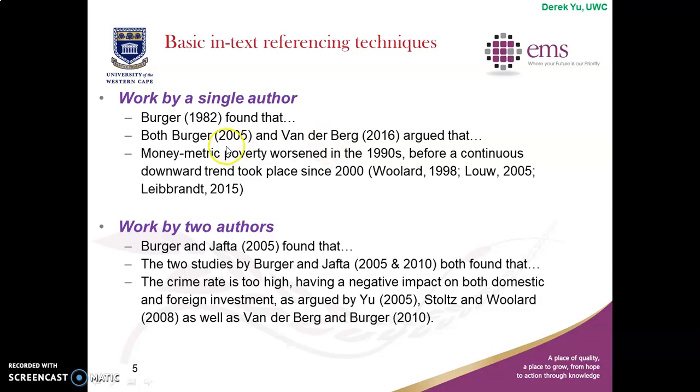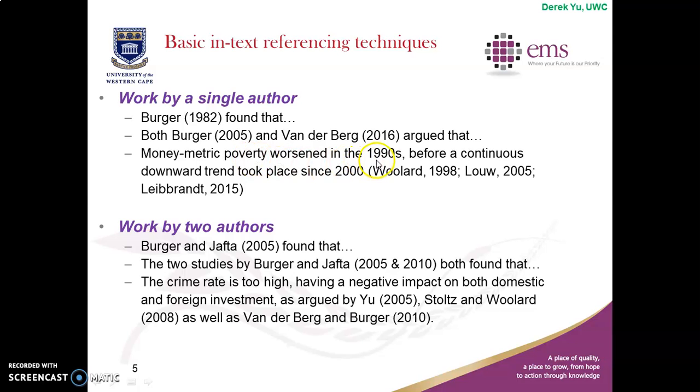And then maybe two articles derive the same finding or have the same argument. You can mention them together with some linking words. You are now learning how to use linking words to make your writing reader-friendly. So this is an example: Both Berger and van der Berg argue, and so on. And then maybe you have three sources that derive the same findings. This is an example.